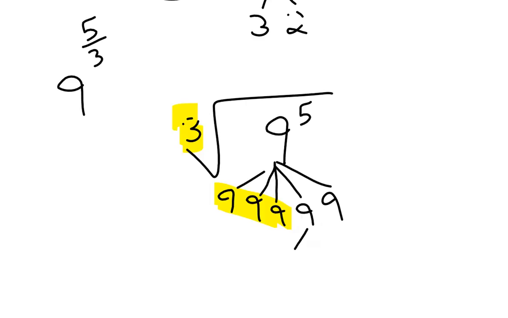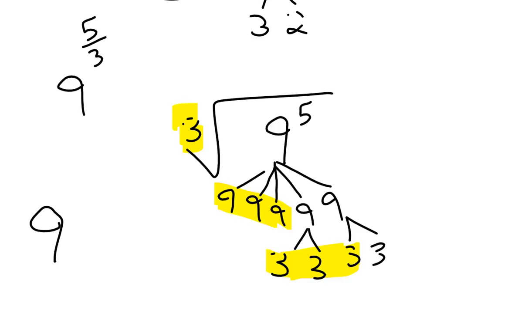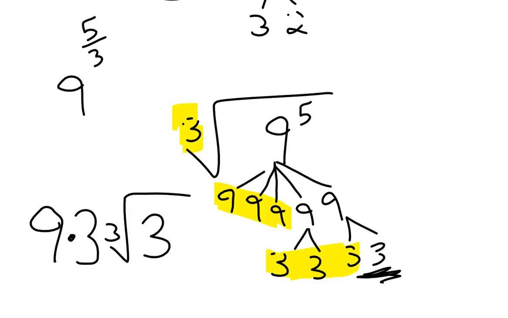The 9's I have remaining I can break down more. So 9 is 3 and 3. 9 is 3 and 3. So I can see I have 3 more groups here. So now when I go to rewrite this as a radical, I'm going to take my 9, I'm going to take my factor of 3, and I'm going to write those outside of the radical. On the inside of the radical, I'm going to put whatever was remaining, and that one was remaining. So I could write this as 9 times 3, which is 27, and the third root of 3.